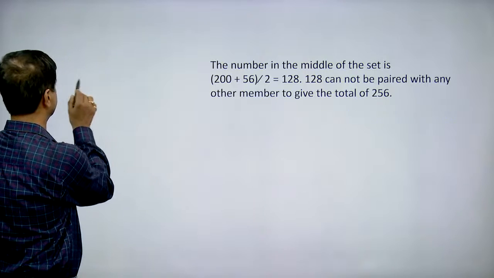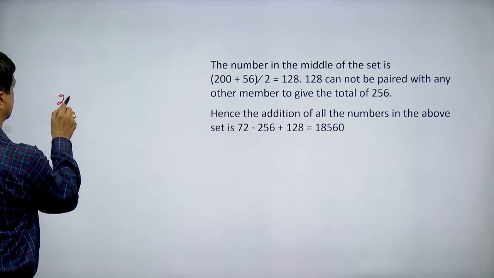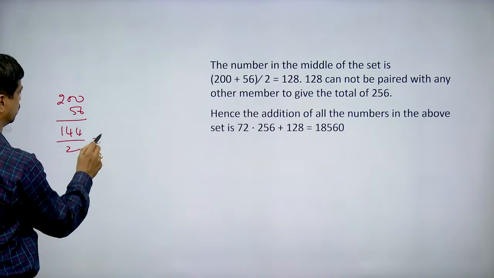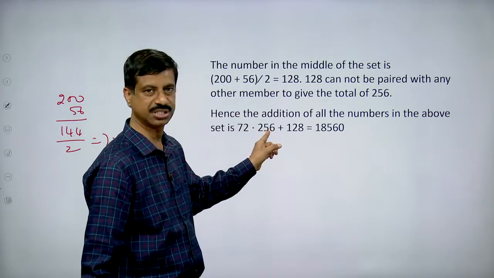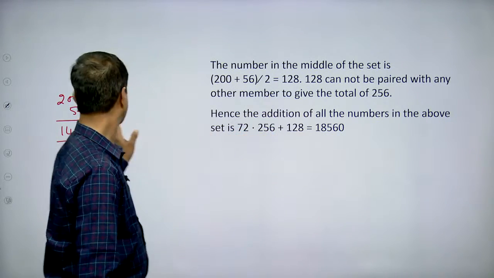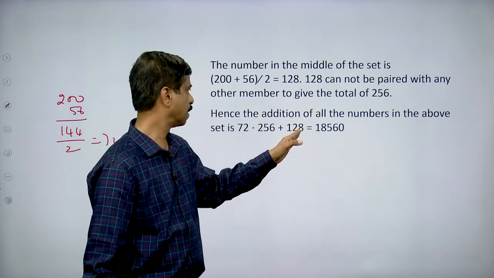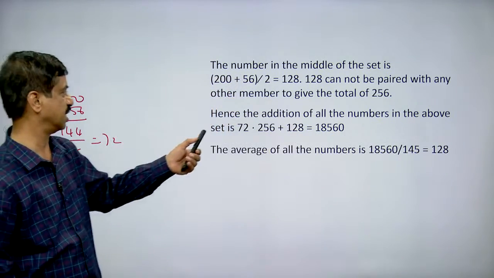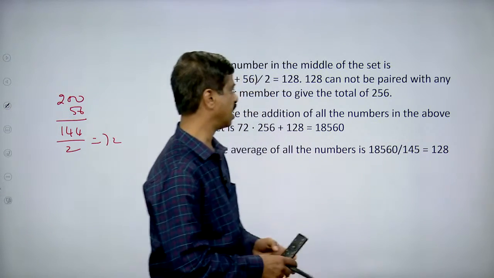So 200 minus 56, children, is 144, by 2 is 72, because we are taking two numbers at a time. The sum of two numbers is 256, into 72 pairs we are getting. So the total of those numbers will be 72 into 256 plus 128, which is 18,560. So the average of all the numbers is, why 145?